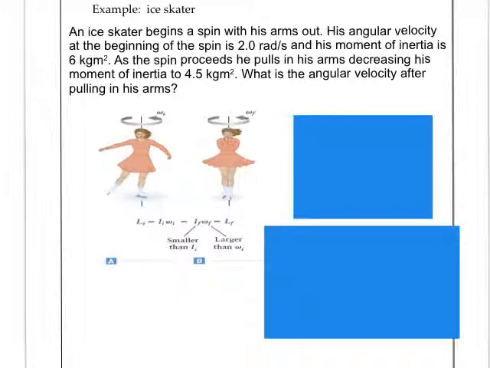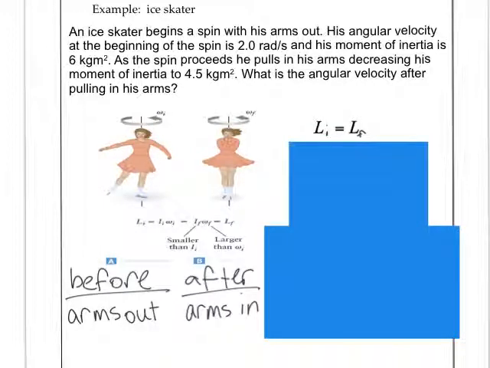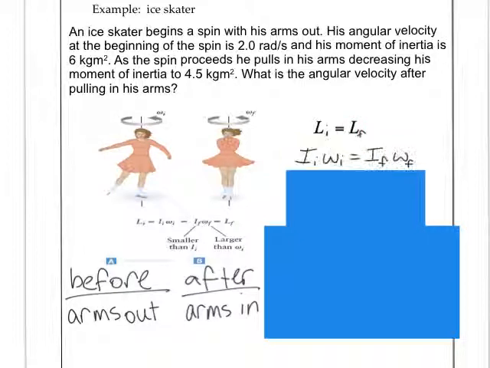Just like when we talked about regular momentum, that means our before and after are going to be equal to each other. So in this case, instead of a collision occurring, the before will be arms out and the after will be arms in. So mathematically, we are going to say the initial angular momentum will equal the final angular momentum. So when we make that substitution, instead of initial angular momentum, we're going to say initial moment of inertia times initial angular velocity. And then for the final side, we're going to do the same thing and substitute moment of inertia times angular velocity.